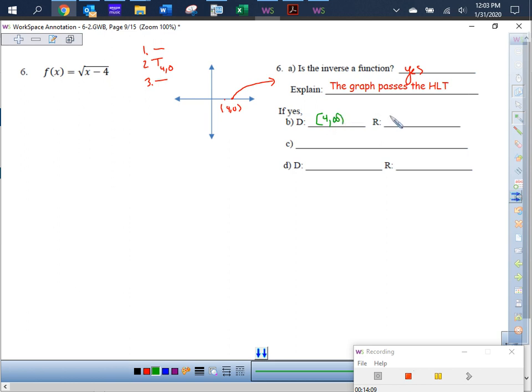In the range, we go low to high. A lot of people have been asking me questions on the range. Remember, it starts at 0. It'll go low to high, and then this thing's going to keep on keeping on. So from 0, the y value, to infinity.